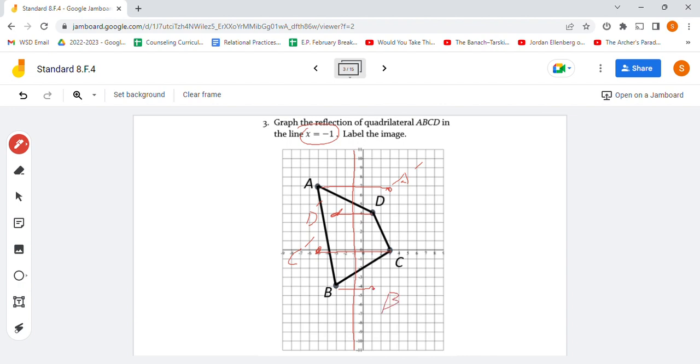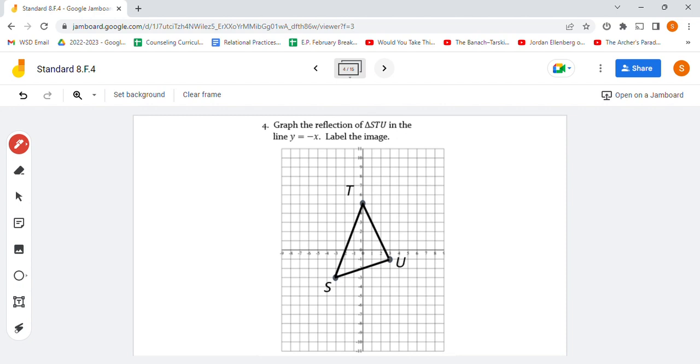B prime. And then we're going to connect the dots, A to D, D to C, C to B, and B back to A. And if we do this right, it should be symmetric with a line of symmetry right there across the line of reflection.